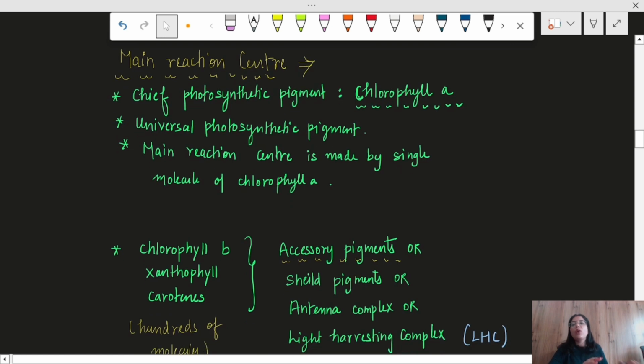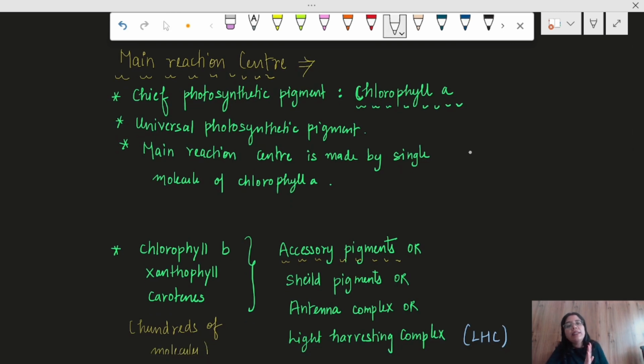Now we have to study about these different pigments in detail. So please remember that this particular chlorophyll A acts like a chief photosynthetic pigment or the main reaction center pigment. Out of all these four pigments, if you have chlorophyll B, xanthophyll and carotene, but you don't have chlorophyll A, then photosynthesis is never going to happen, right? So chlorophyll A is the main chief photosynthetic pigment without which photosynthesis cannot occur, right?